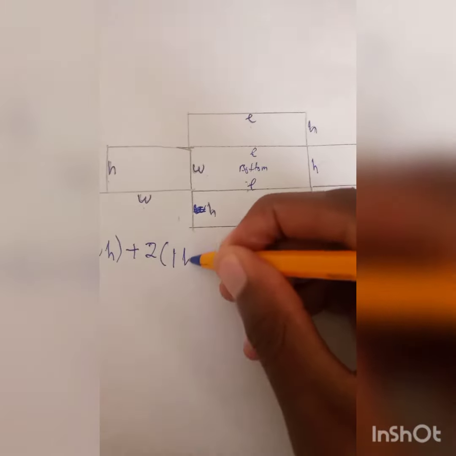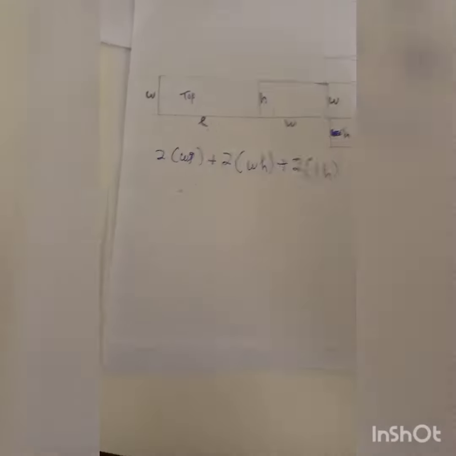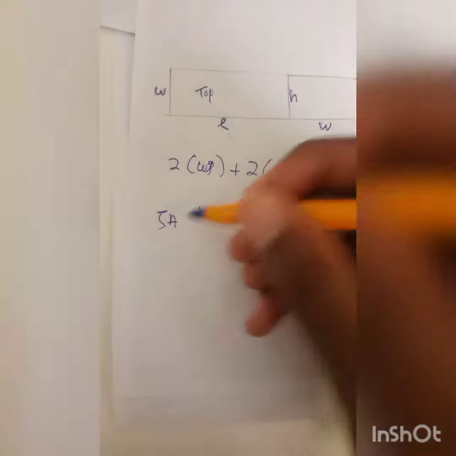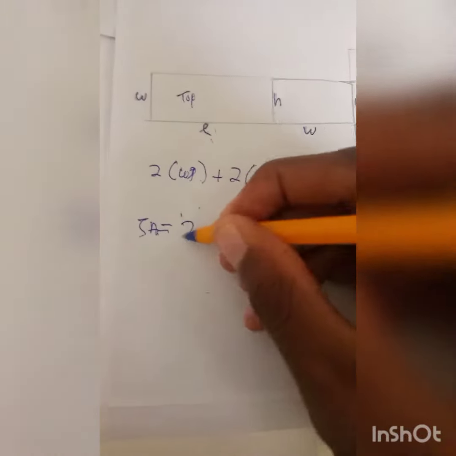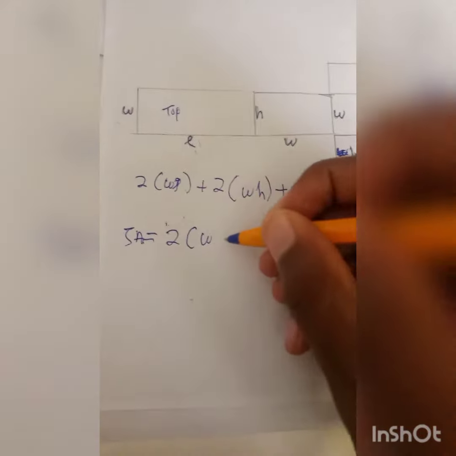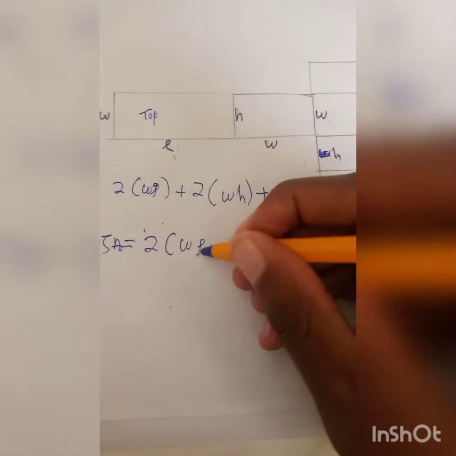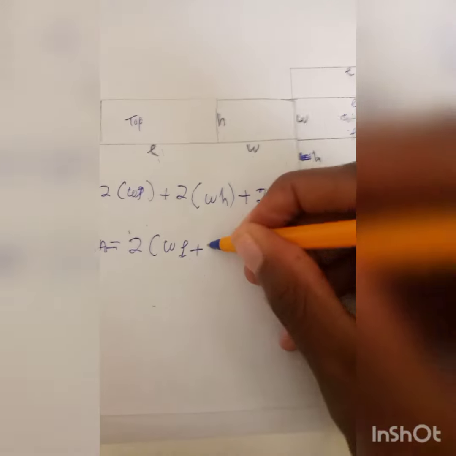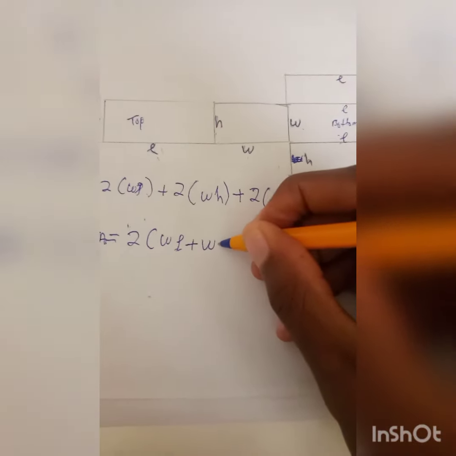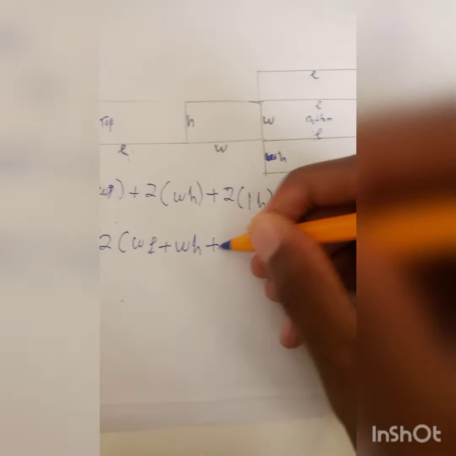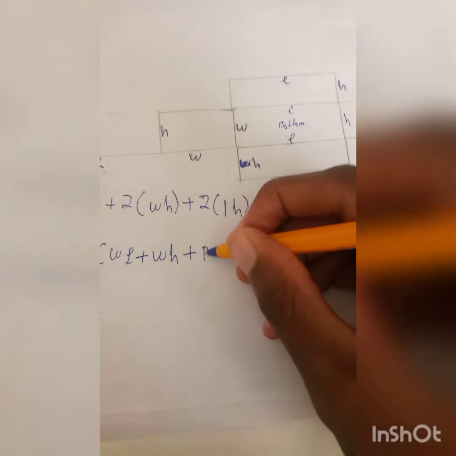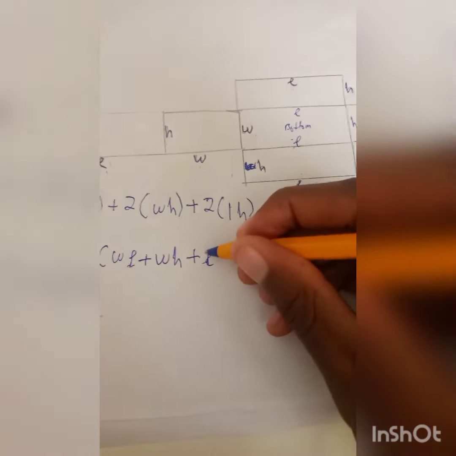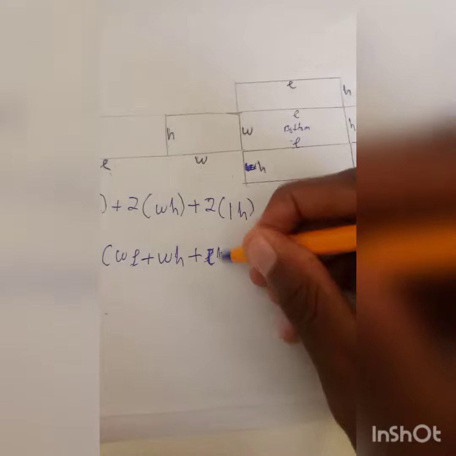length times height. So the surface area formula that I wrote is 2 into width times length, plus width times height plus length, no matter how you write it, length times height.